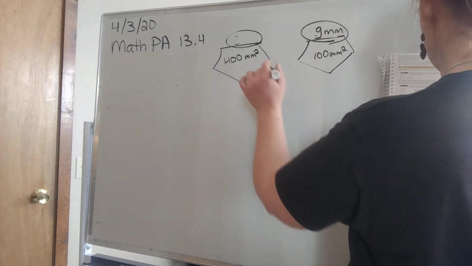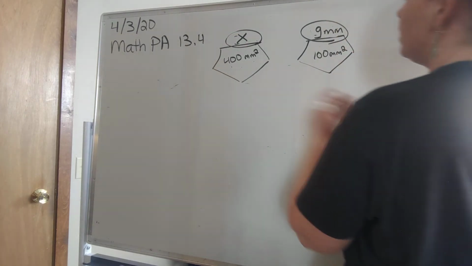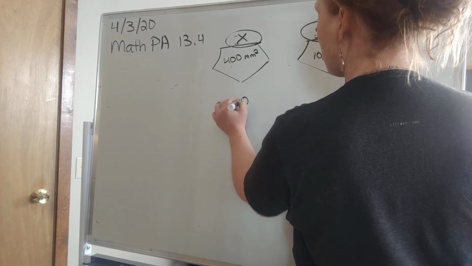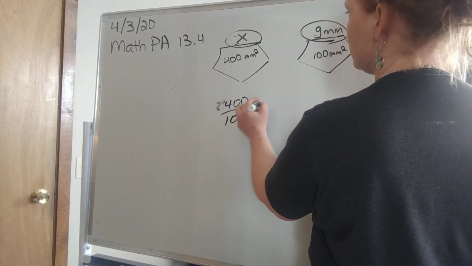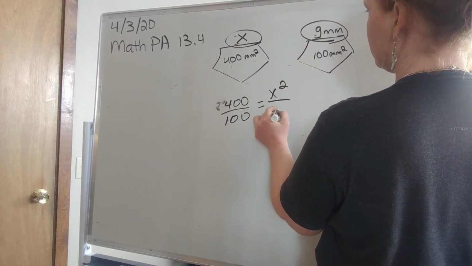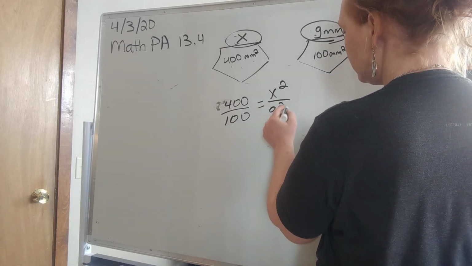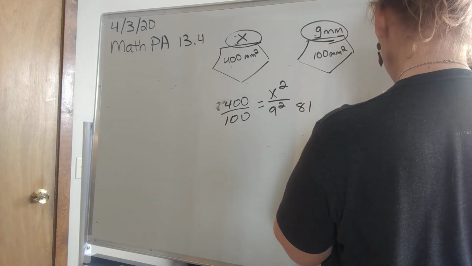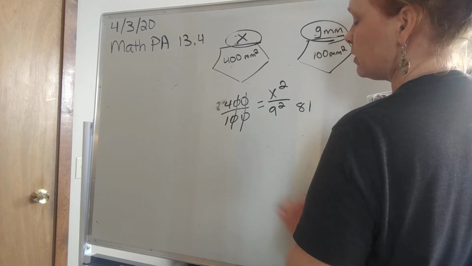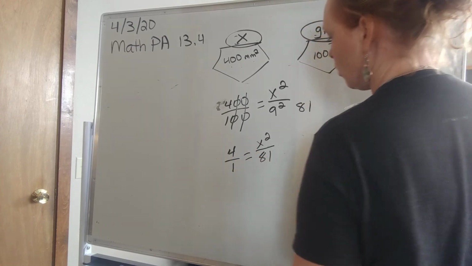Find the length of the similar side of the larger pentagon. So this is our x, what we're trying to find. Remember, the area of the first over the area of the second will equal the first side squared over the second side squared. 9 times 9 is 81, so I want to do 81 there. We can reduce this fraction down to 4 over 1, which equals x squared over 81.